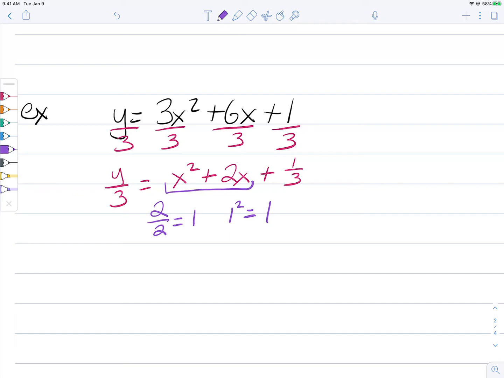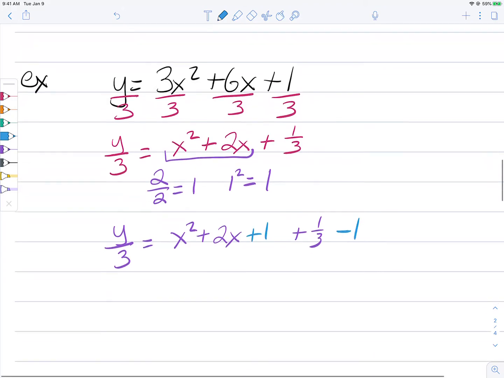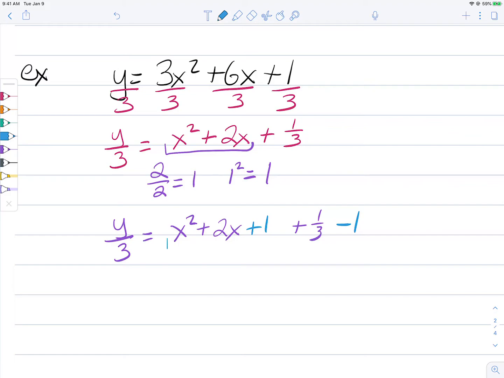Take the coefficient of x, divide it by 2, take that answer and square it. So I'm going to add 1 to the first two terms and the last constant. I'm just going to separate them there so I can put a plus 1 and a minus 1, a net gain of nothing. So our first three terms are a trinomial square. Remember, this is our key number here. So we have x plus 1 squared, and 1/3 minus 1 is 2/3.